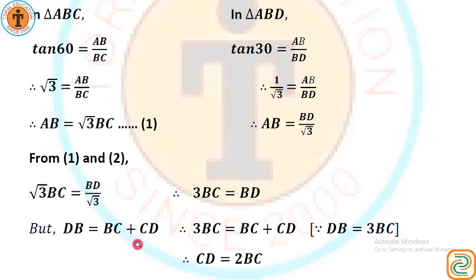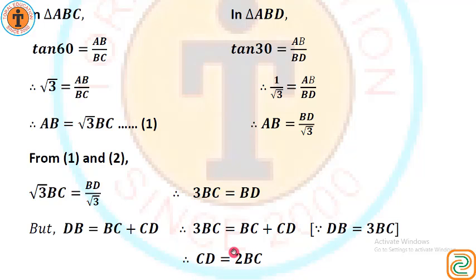But BD equals BC plus CD. We can write 3 BC from here, okay? So 3 BC equals BC plus CD. This BC will go there and it will be negative, that is minus. 3 BC minus BC equals 2 BC. 2 BC equals CD.